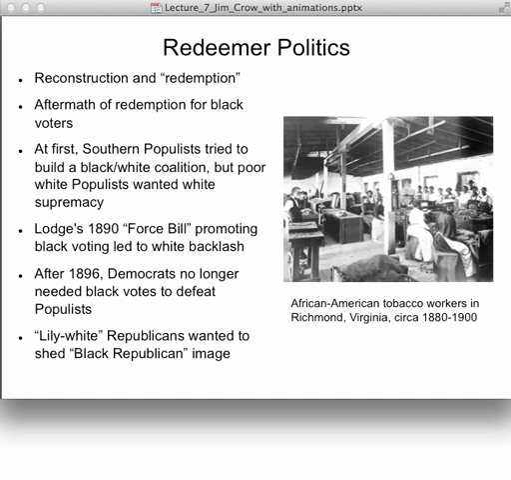However, beginning in the 1870s and with the help of the Ku Klux Klan, the Southern Democratic Party began the process of retaking the southern state governments. And this process is known as redemption. Slowly, one by one, every southern state moved from having a Republican government with black participation to having a white supremacist government dominated by the Democratic Party.